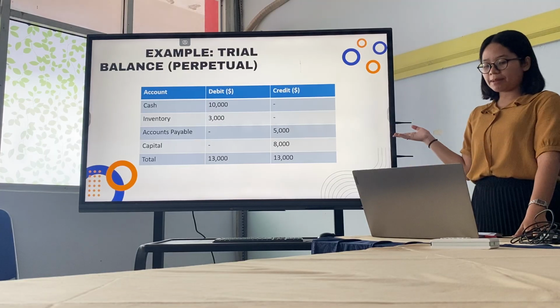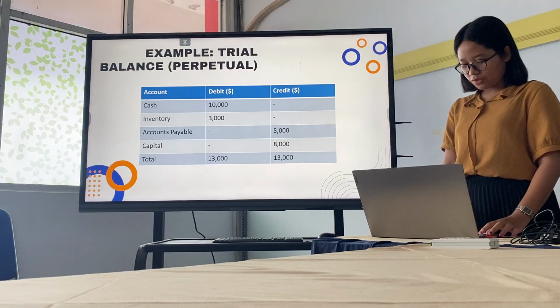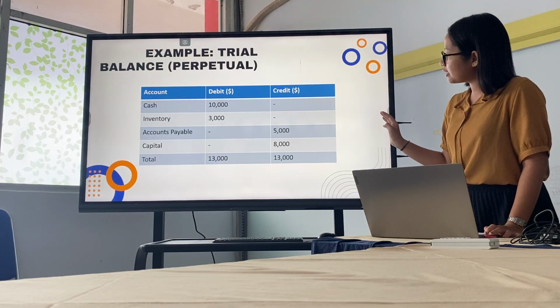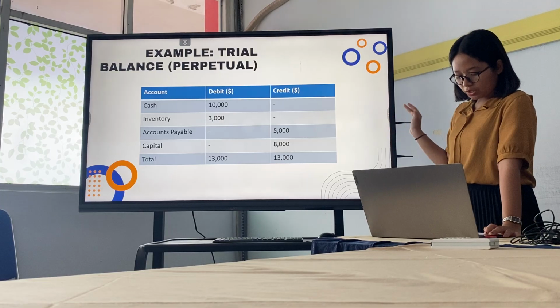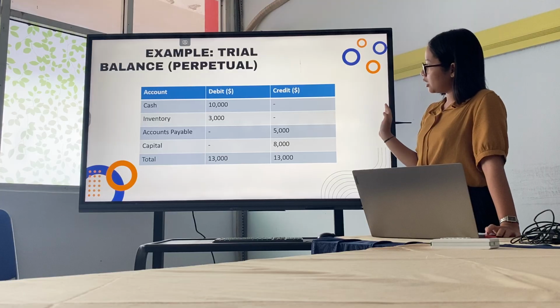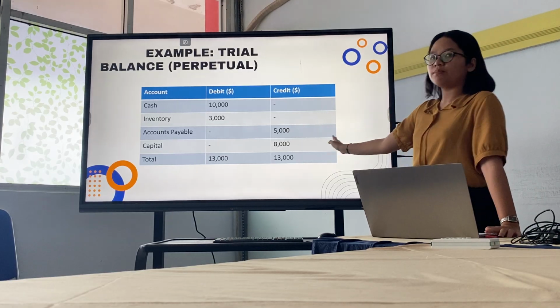And this is an example of a trial balance. If you notice, inventory and cost of goods sold accounts are included because they are updated continuously, and the total debit and credit must be balanced.